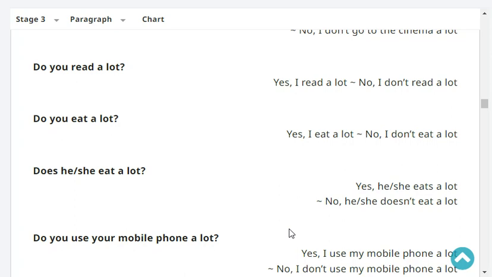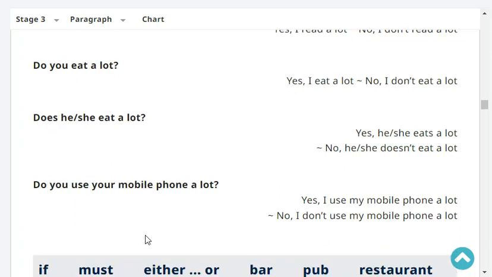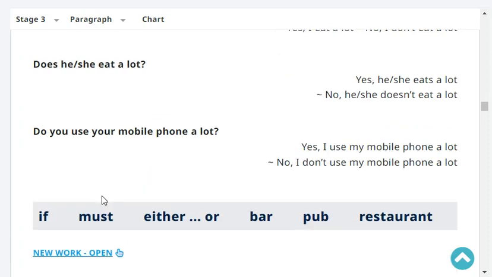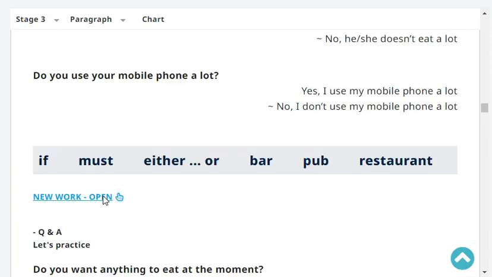Okay. Does she eat a lot? Yes or no? No, she doesn't eat a lot. That's why she's thin. Do you use your mobile phone a lot? Yes or no? Yes, I use my mobile phone a lot.